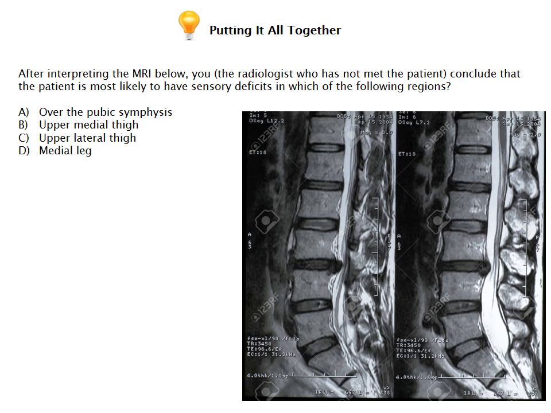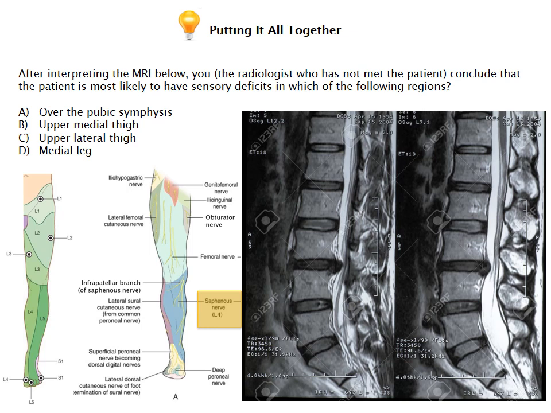Looking at the dermatome map, we can see that the pubic symphysis, or the answer choice A, in this area is L1. If we look at the upper medial thigh, we're looking at L2 or maybe L3. If we look at the upper lateral thigh, we're really looking at L2.